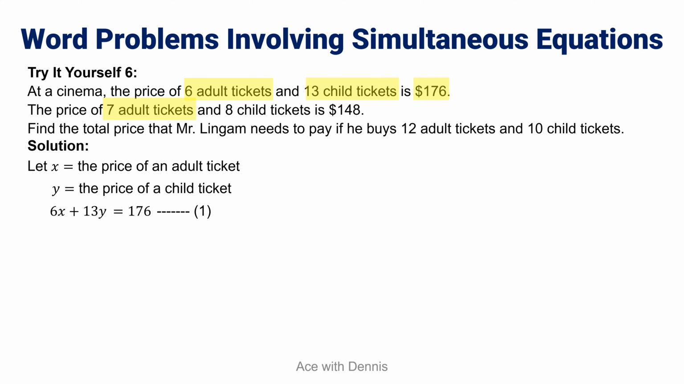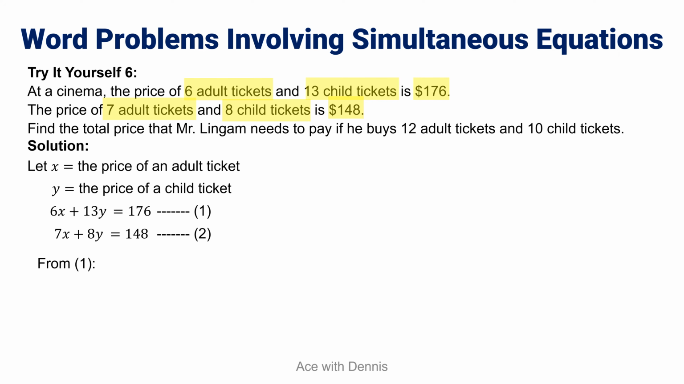And the next sentence, 7 adult tickets and 8 child tickets. So I will write 7x plus 8y is $148, hence equals 148. I will label this as equation number 2. Alright, now I want to solve the simultaneous equations. Let's try this with the substitution method.